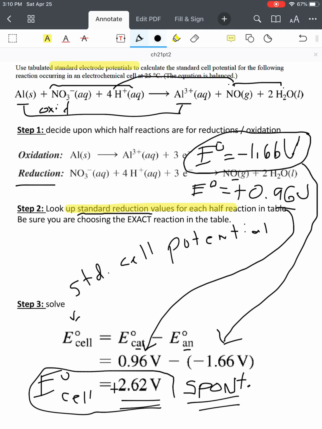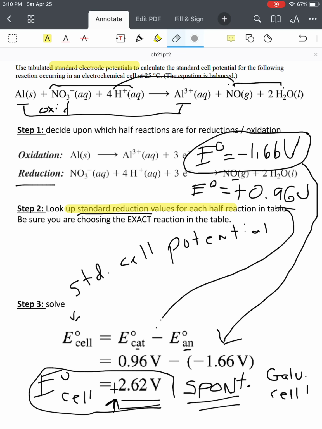It's spontaneous as written, and the reason why is because that sign was positive. If that's a positive number, the reaction's spontaneous as written, and this would form a galvanic cell. It would be a galvanic cell. We could set this up, make a battery at 2.6 volts if we wanted to, okay? So it's as easy as that. You just subtract two numbers.